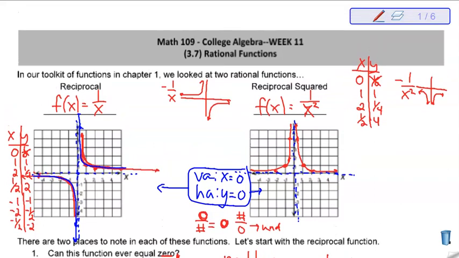As x goes to positive infinity, our f of x goes to 0. As we go to negative infinity, our f of x goes to 0. If I'm coming to 0 from the right, that means I go to positive infinity there, and from the left as I approach 0, it goes to positive infinity as well.